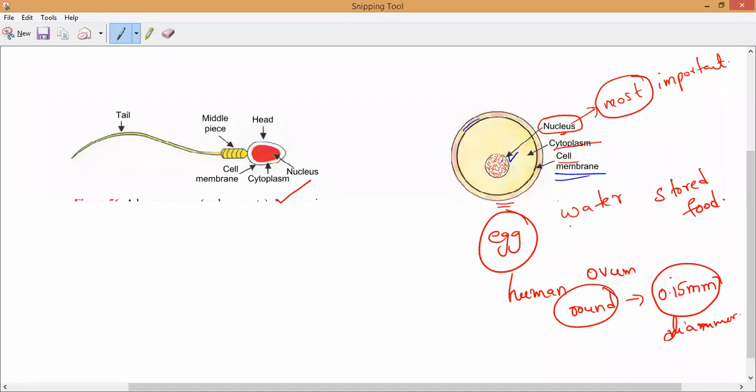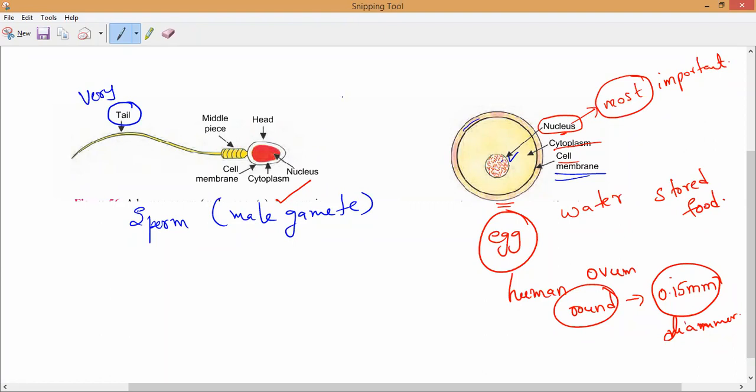Now if you notice, after this, there is a thread-like structure with a long tail which has a sharp tip. What is this called, guys? A sperm, or we can say a male gamete. These sperms are hundreds or even thousands of times smaller than the ovum, and they have a very, very long tail. This is what you have to remember. So it has a very long tail, and compared to the egg, it is hundreds of times smaller.